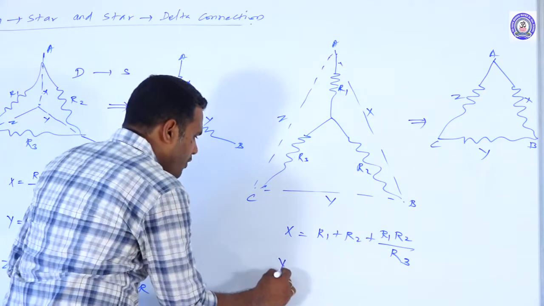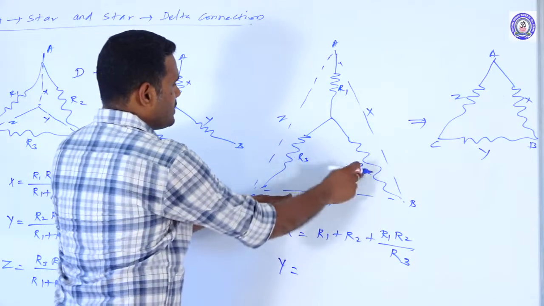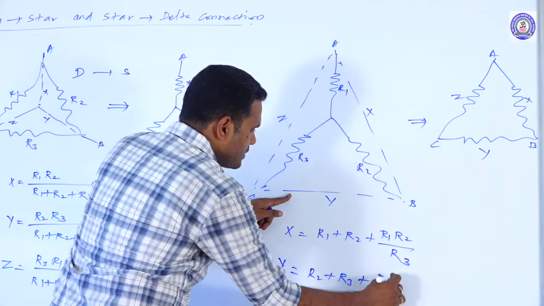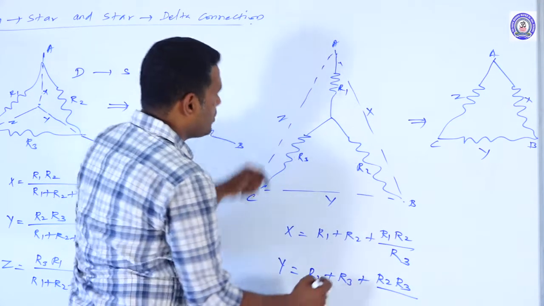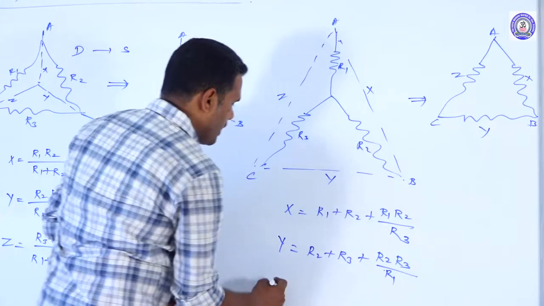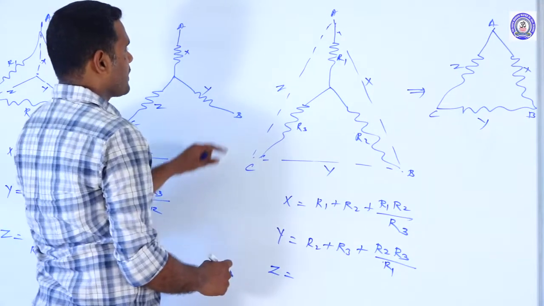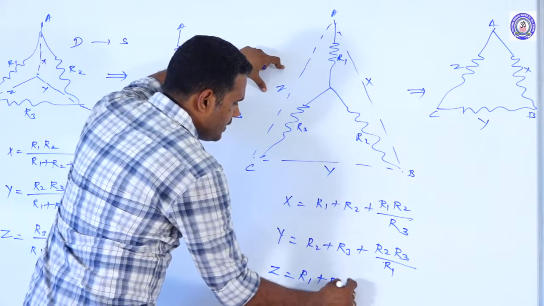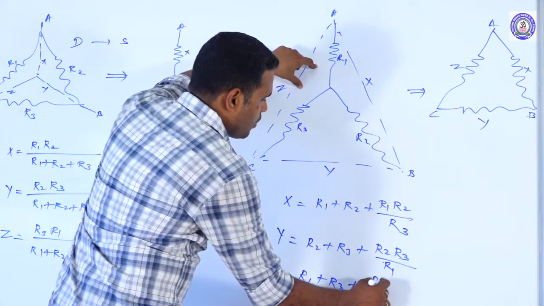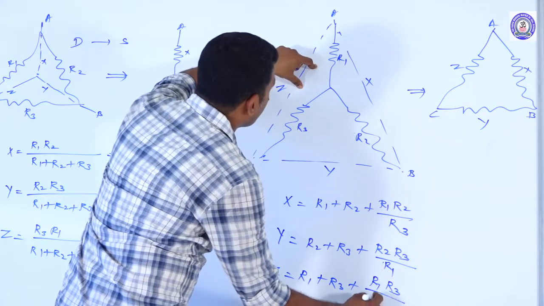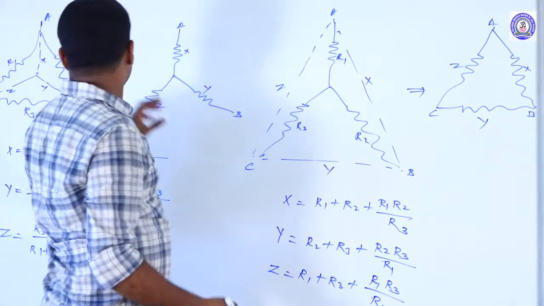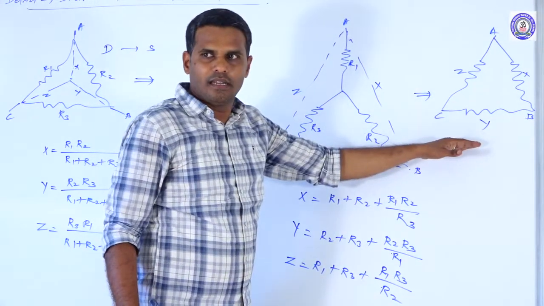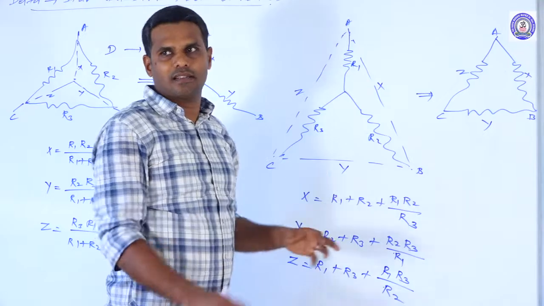In the same way, for Y, you can write the two resistances are R2 and R3. So I can write R2 plus R3 plus R2 R3 divided by the opposite resistance, which is R1. And Z is equal to the two resistances R1 R3. So R1 plus R3 plus R1 R3 divided by R2. So yes, the delta connection can be transformed to star connection and the star connection can be transformed to delta connection in order to simplify the given electrical circuits.